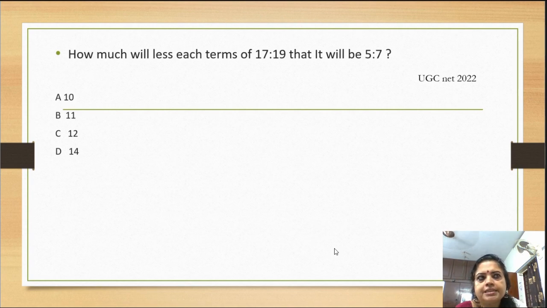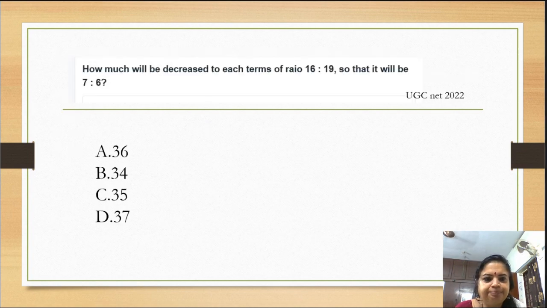In some questions people might think it is complex, but it might be very tricky, so that the answer can be known easily. So 12 is the answer, because 12 subtracted from 17 will be 5, and similarly from 19 if you subtract 12 it will be 7. See, this was asked in the 2022 examination. So the answer is obviously C, that is 12. Answer is C. Okay, next one.